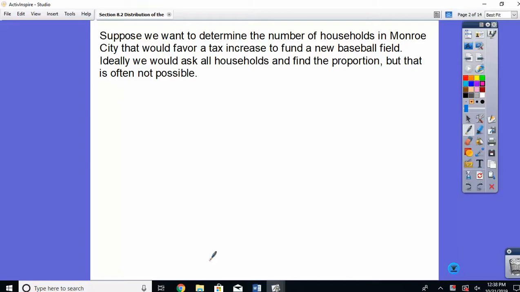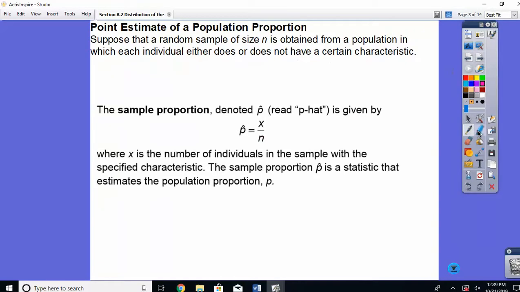So, for instance, you don't need to write this part down. Suppose I want to determine the number of households in Monroe City that would favor a tax increase to fund a new baseball field. Ideally, I would want to talk to every household, but often that's not possible. Monroe City is not a huge town, so maybe we could talk to every household, but if you were to go to Kansas City, would it be feasible to talk to every household? No, absolutely not. So we need a way to estimate what people think. And so that's where a point estimate comes in.